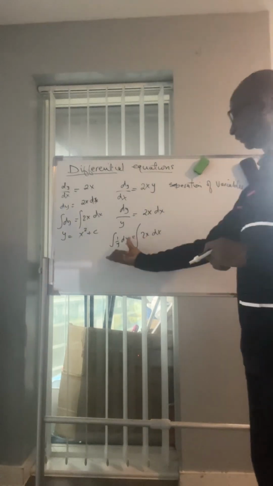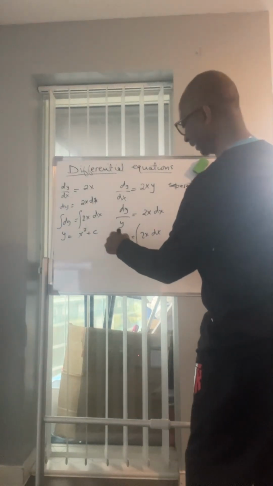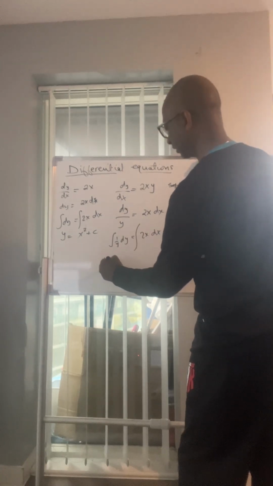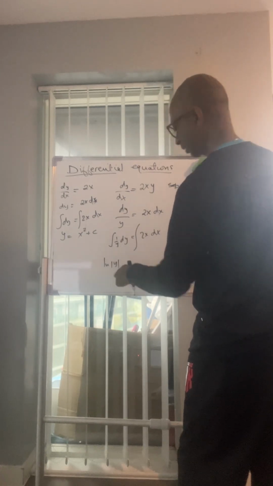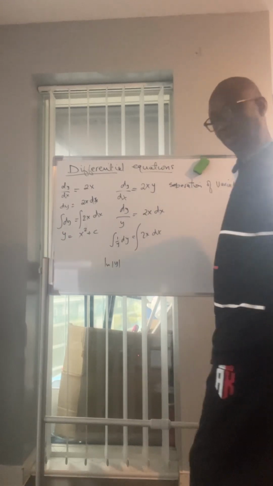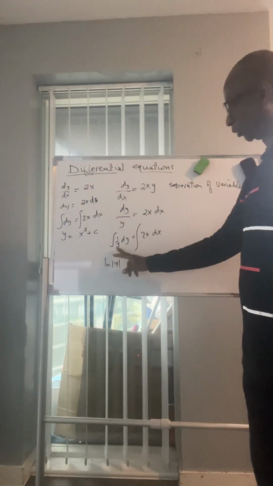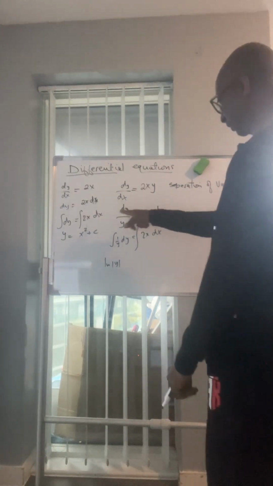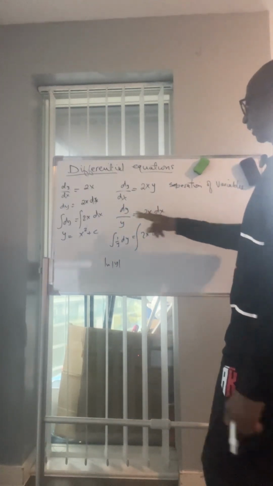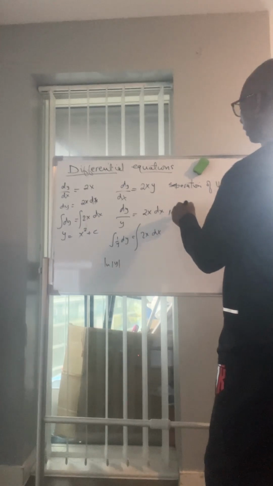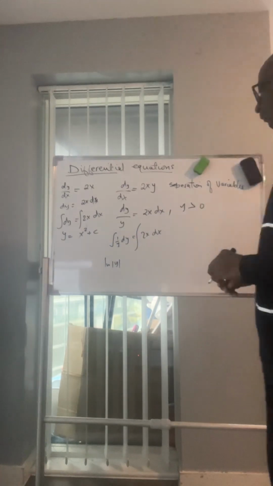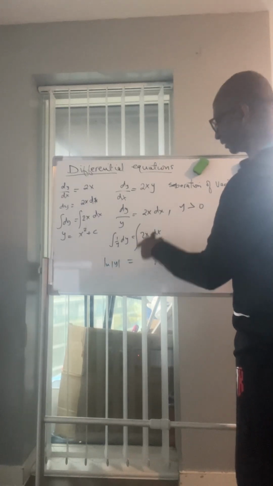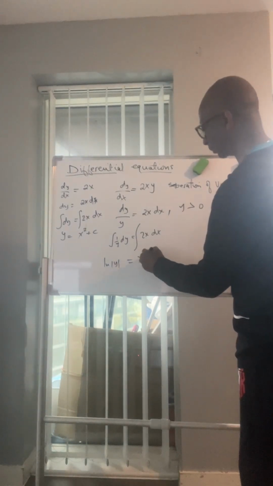If you integrate this, you will get the ln, the natural logarithm, because it's a fraction here. You will get ln of the absolute value of y, so that this y cannot be negative. I could have even indicated here that y is greater than 0. So this now equals, if you integrate, x squared plus c.